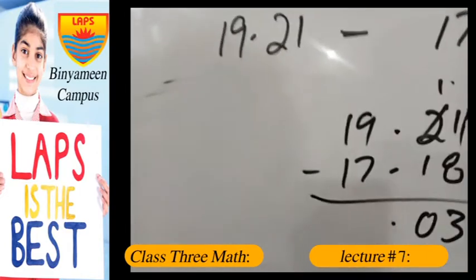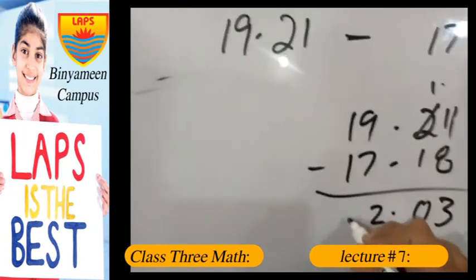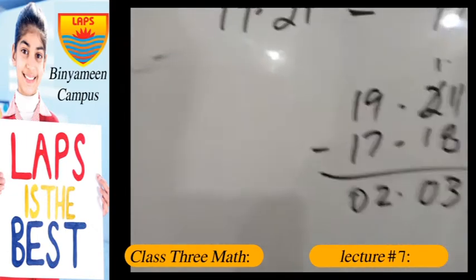Now for the decimal place we point here, if we minus 7 from 9, it gives us 2, and that's actually the answer. 1 minus 1 is equal to 0.